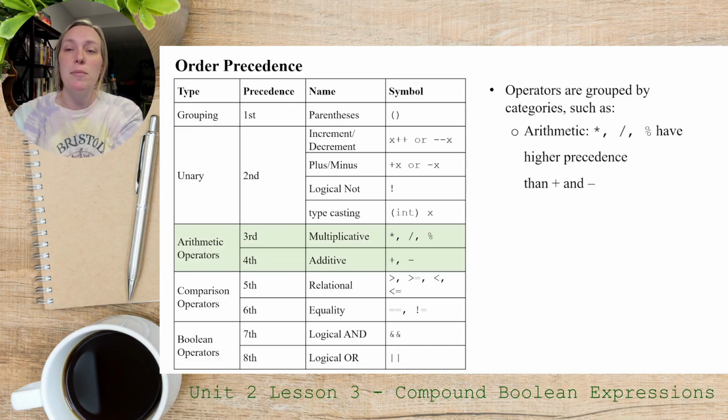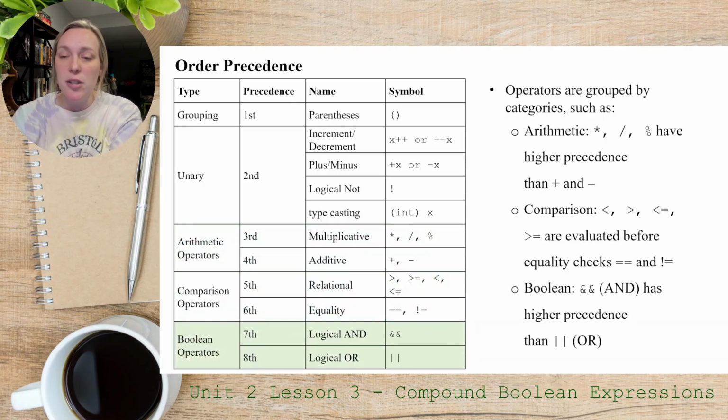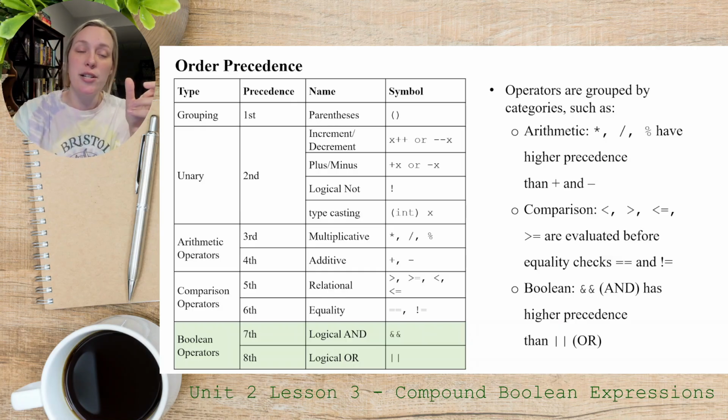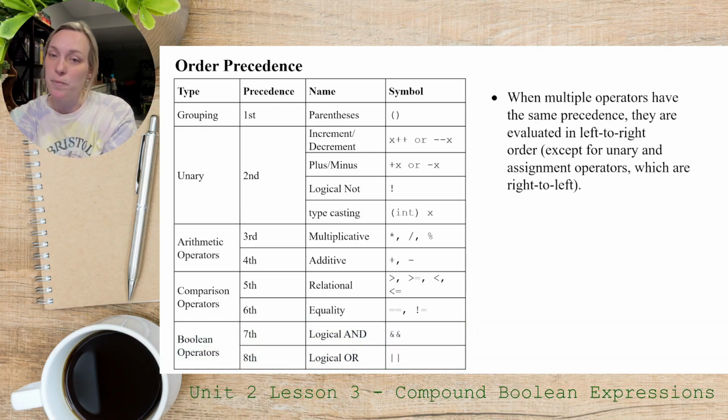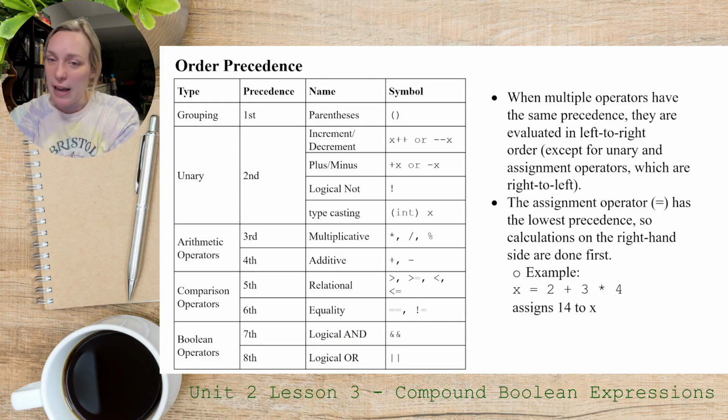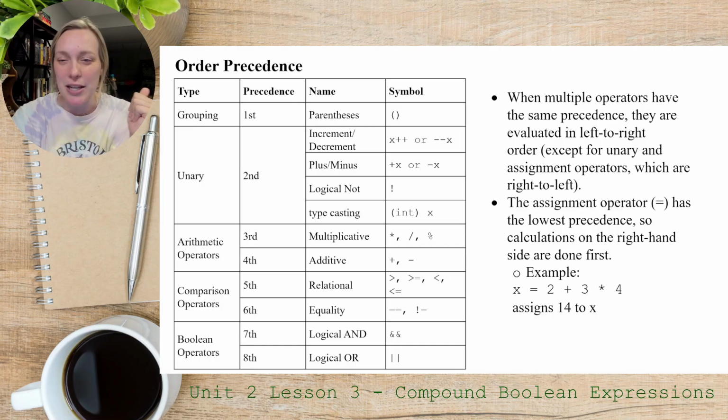Okay, so the arithmetic ones, comparisons, then Booleans, within those types, there's different precedences. Okay, so just know that. Okay, again, left to right. Unary operators are right to left because you start with the value and then the unary is on the left, and it happens like you think it would happen.